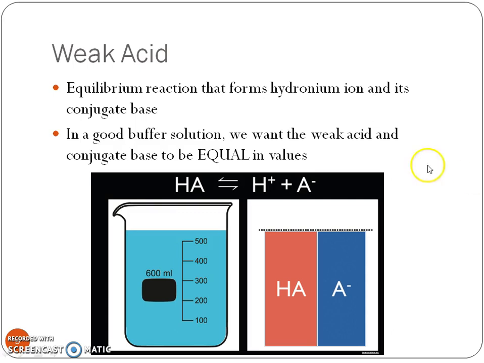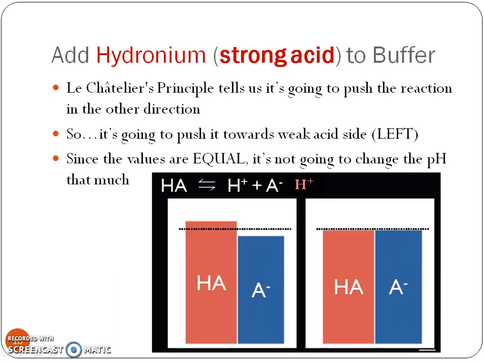So here's our weak acid in equilibrium. We have our HA weak acid forming our H+ ions and our conjugate base. So in a good buffer solution, we want to keep that weak acid and that conjugate base as equal as possible. So he said, well, we're going to add a strong acid, H+ ions, and according to Le Chatelier's principle, those H+ ions are going to react with the conjugate base and push the equilibrium to the weak acid. And if it does that, the pH might go up, but very, very slightly, so it is very stable.